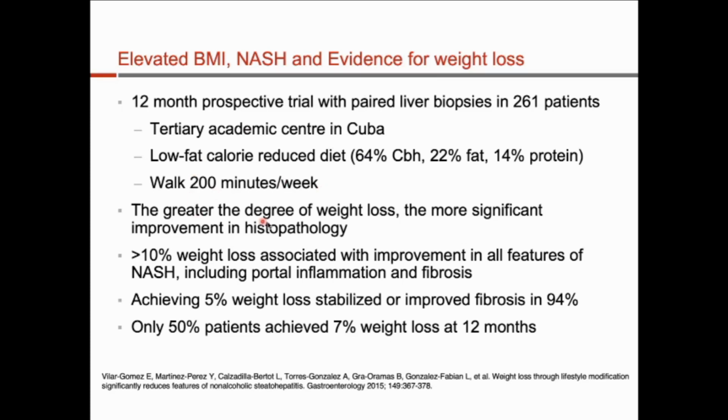And what they found was the greater the degree of weight loss, the more significant improvement in histopathology. And they found that if people could achieve more than 10% weight loss, this was associated with improvement in all features of NASH, including portal inflammation and fibrosis, showing that this feature is reversible. They found that if people could achieve a 5% weight loss, that stabilized their situation and improved fibrosis 94%. However, by the end of the study, only half were able to achieve and maintain a 7% weight loss. But even with 7%, if you can achieve 5% weight loss, you are still having some improvement.